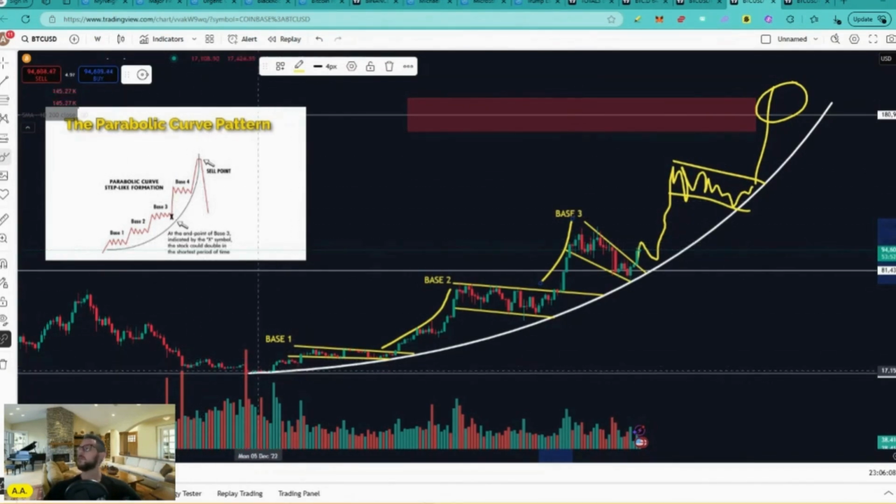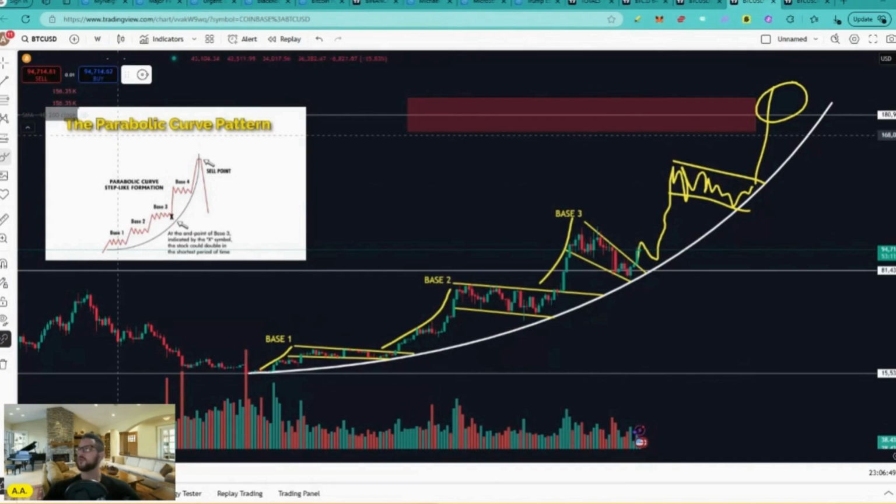As you see here, we had a very nice move to the upside, then we had some kind of consolidation. This is base 1. Then the price action broke out. We saw a very nice explosive move to the upside. We had some kind of consolidation again, forming base 2. Another breakout, explosive move to the upside. Then again, some kind of a pause, base 3. And the price action managed to break out again.